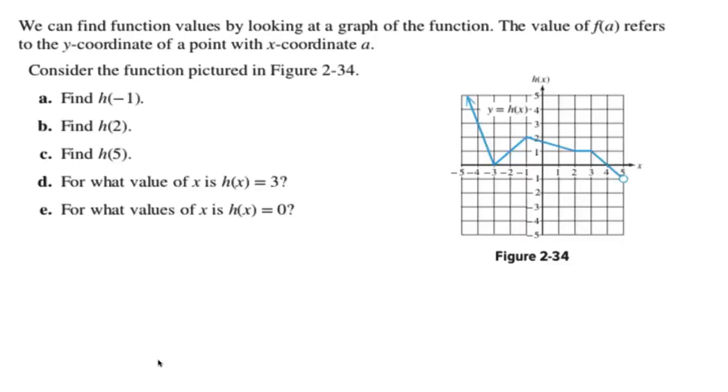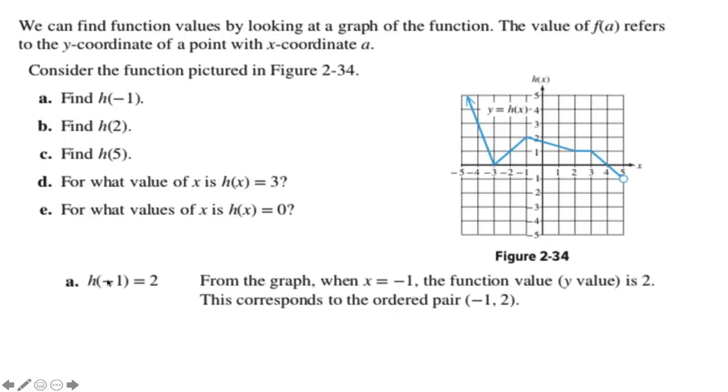Okay, so again, if I look at the graph, h of negative 1, the way we interpret that is: when the input is negative 1, what's the output? Here's the graph of it. When x is negative 1, the output is 2. So that means that h of negative 1 is 2. So again, this is the input, negative 1. This is the output. So the ordered pair is negative 1, comma 2.